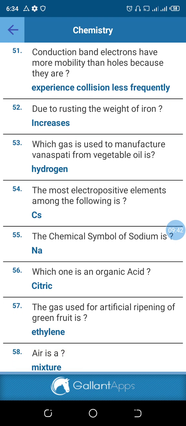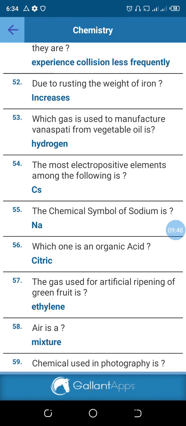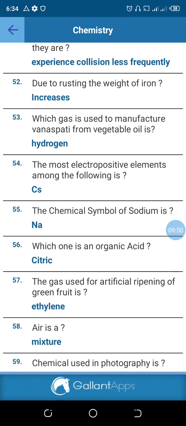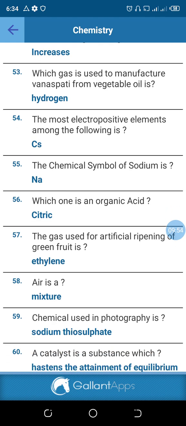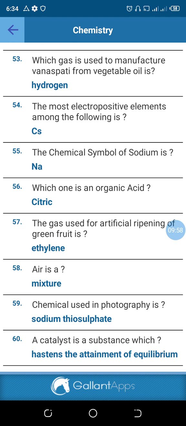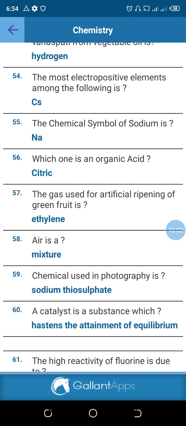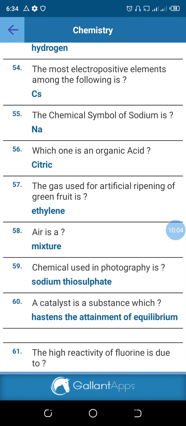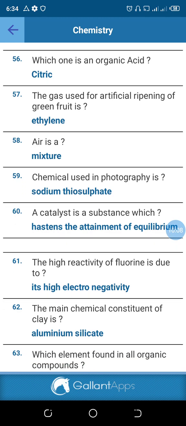Conduction band electrons have more mobility than holes because they experience collision less frequently. Due to rusting, the weight of iron increases. Which gas is used to manufacture vanaspati from vegetable oil? Hydrogen. The most electropositive element among the following is sodium, as the chemical symbol of sodium is Na.